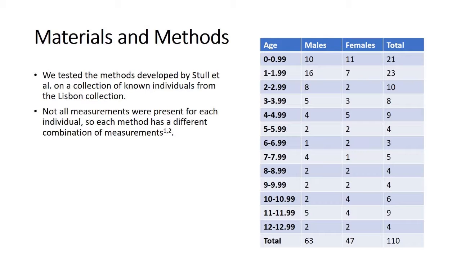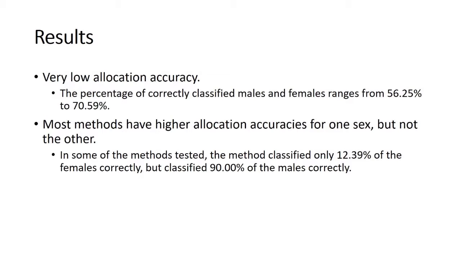So here is just a distribution of our population. All of our individuals included were collected from a collection of individuals of known sex and age from the Lisbon National History Museum. All of our individuals range from birth to about just underneath 13, which is about when puberty starts in kids. Not all of the individuals had all of the features that we were looking for, so some of the individuals were not included in certain methods.